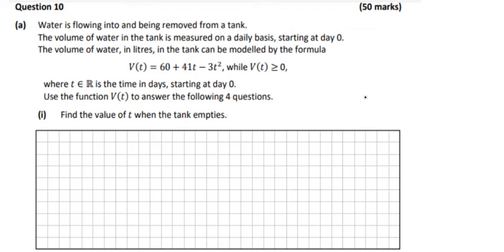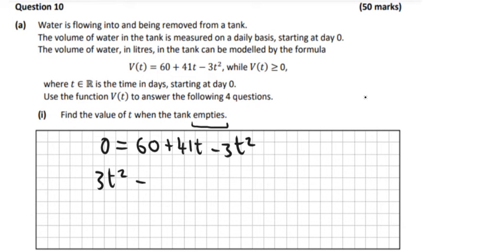Find the value of T when the tank empties. Empties means that the volume will have to be 0. So this here has to be 0. We're going to let 0 be equal to it, and then we're just going to solve. So 60 plus 41T minus 3T squared. Bring everything to the left hand side: 3T squared minus 41T minus 60 equals 0.